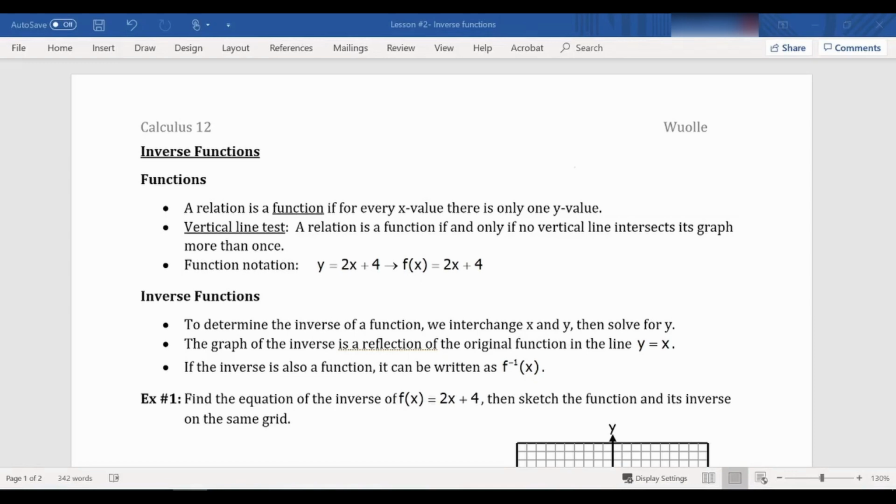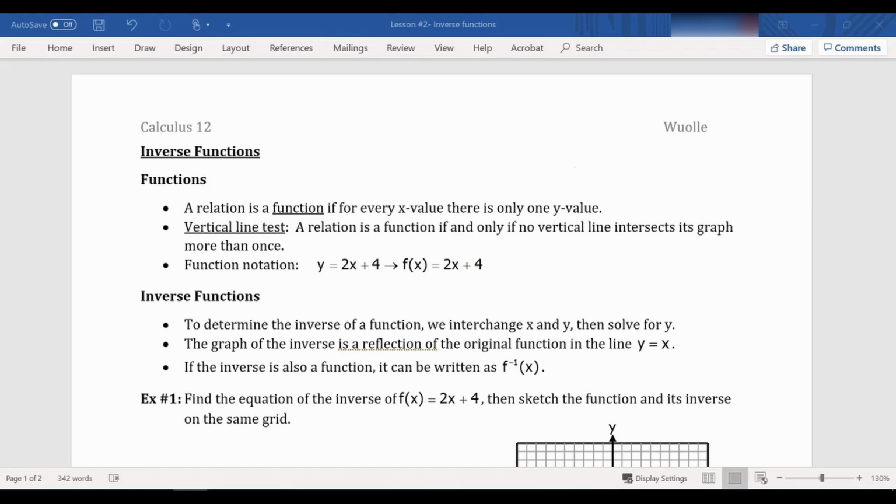Today we're going to be reviewing inverse functions. What are they? How do you find them? How do you graph them? And then we're going to be talking about something called one-to-one functions. Basically what that tells us is if we know some information about the original function f, we can determine if an inverse will actually be a function or not.